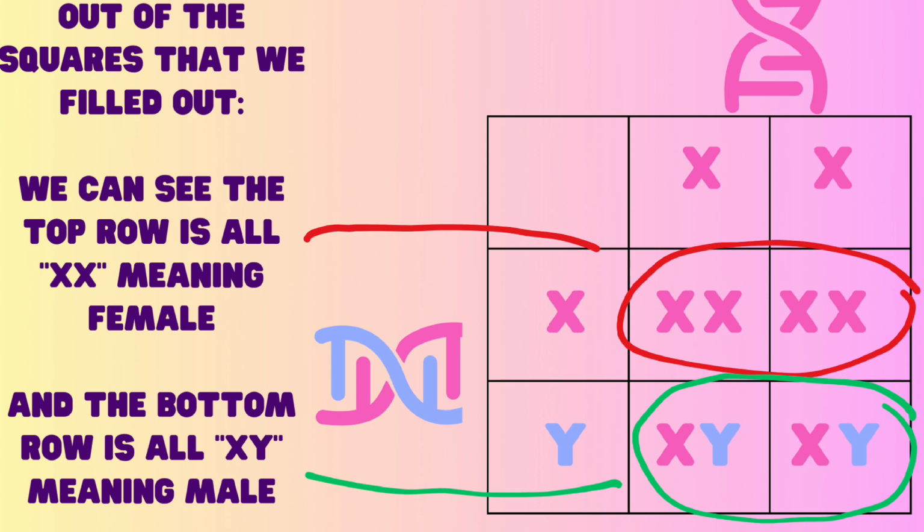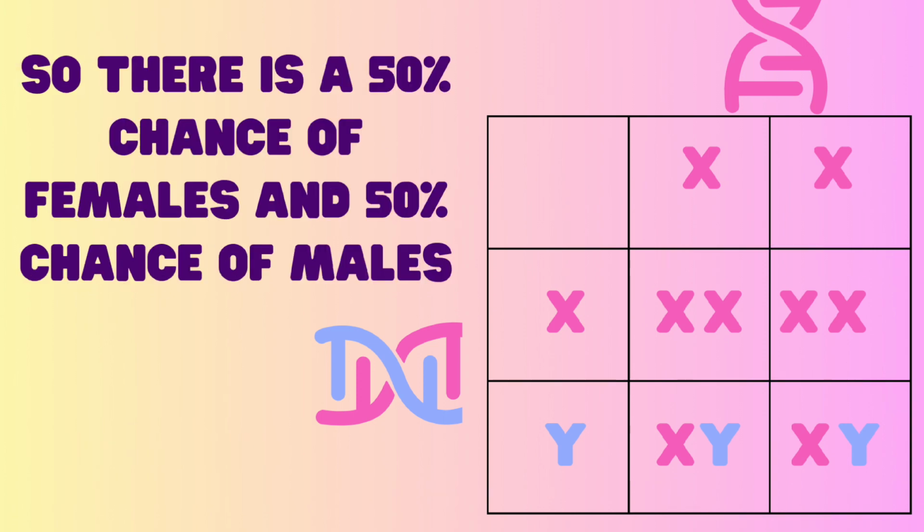So in this example, we can see that the top row is all XX, meaning they are female, and the bottom row is all XY, meaning they are male. So there is a 50% chance of females and a 50% chance of males.